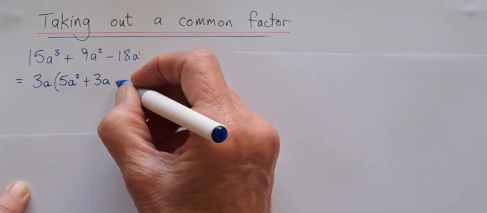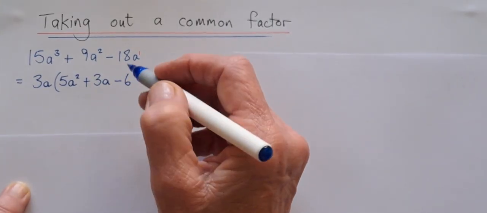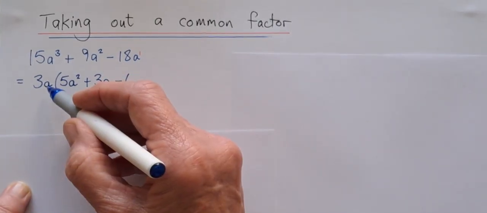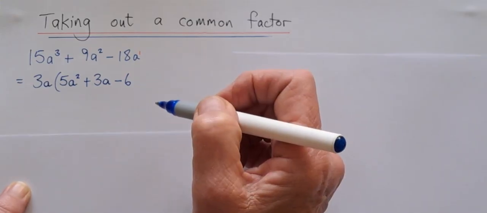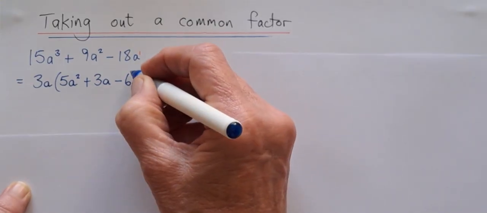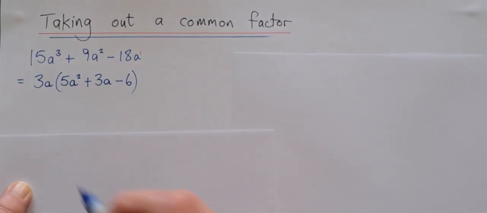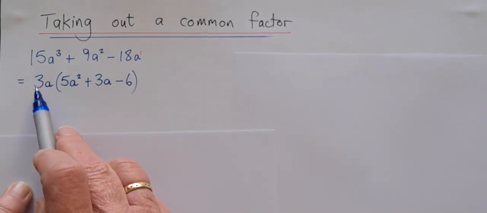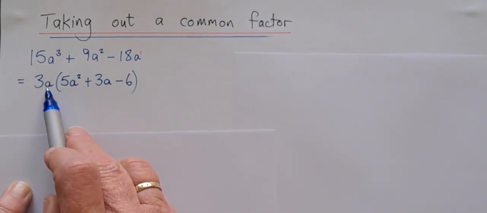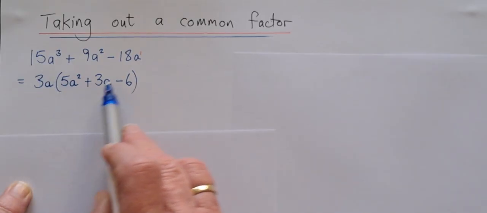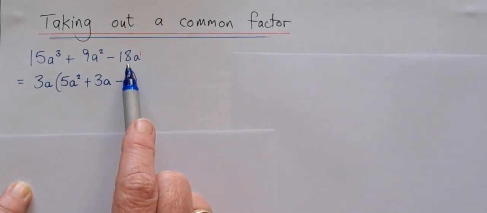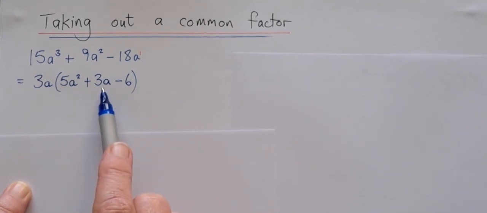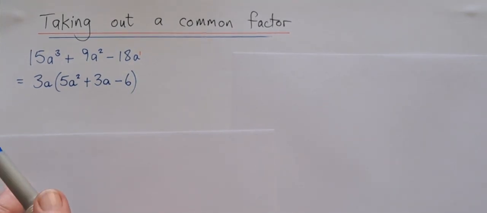18 divided by 3 leaves me with 6. And a divided by a is leaving me with 1. And instead of saying 6 times 1, which is just going to leave me with 6, that's it. So I've taken out the highest coefficient and the highest variable as a term, and the bracket shows me what's left over. If I started off with 3 terms in the beginning, there should be 3 terms in my bracket, otherwise I've made a mistake.